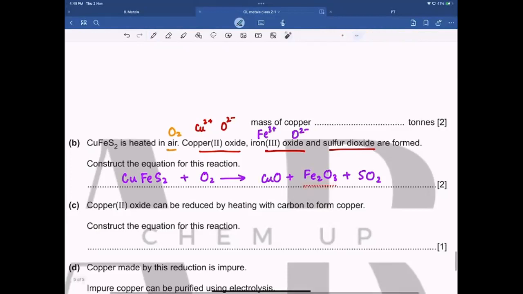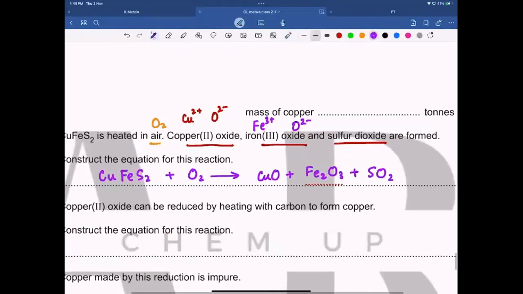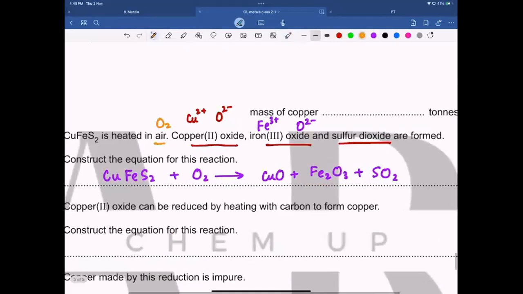So see, this is how we make the equations. Now, how many irons are over here? 2. And on the reactant side, how many irons do we have? 1. So I'm going to put a 2 over here. If I put a 2 over here, that makes copper 2 as well. So I will put a 2 over here. That makes sulfur 4. Very good. So we are going to put a 4 over here.